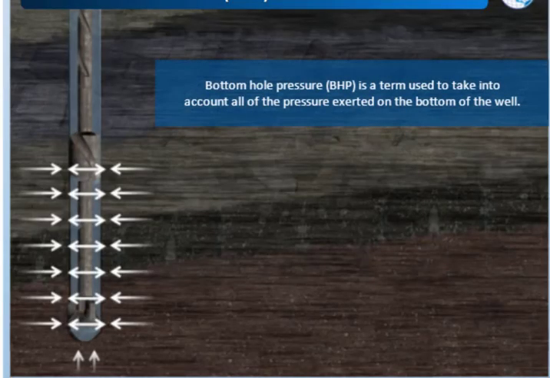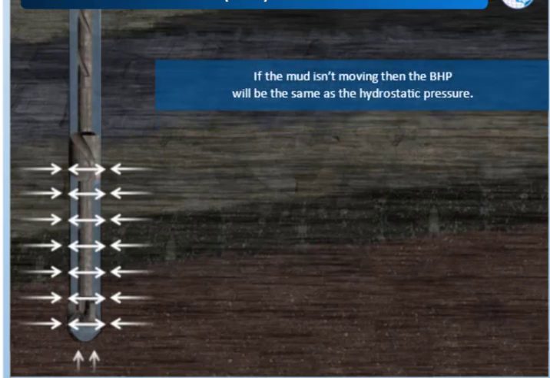Bottom hole pressure is a term used to take into account all of the pressure exerted on the bottom of the well. Most of the pressure comes from the hydrostatic pressure of the fluid column, so if the mud isn't moving, then the bottom hole pressure will be the same as the hydrostatic pressure.